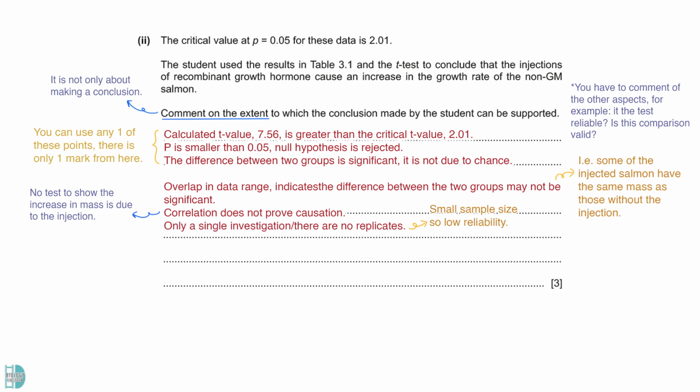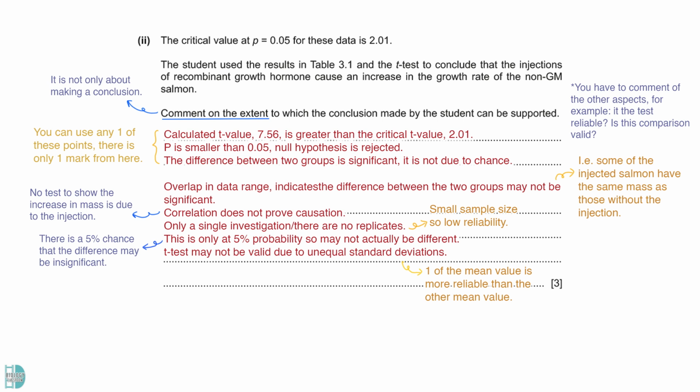Besides, the results are obtained from a single investigation. Replicates are needed to increase the reliability of the data. We use the critical probability of 0.05 for the t-test. There is a 5% chance that the difference may be insignificant. Lastly, the t-test may not be valid due to unequal standard deviations. One mean value is more reliable than the other, so the comparison may have a low validity.